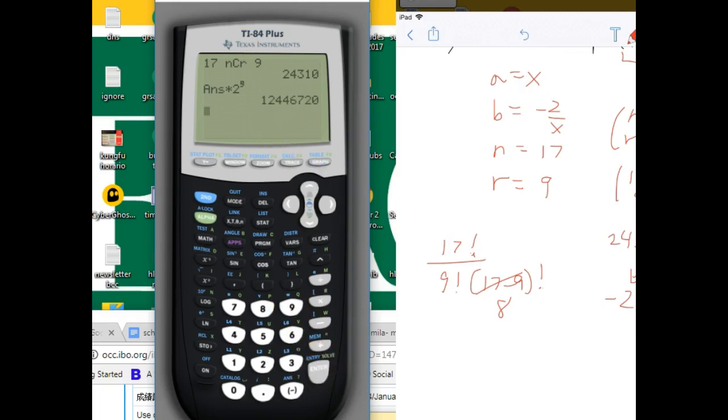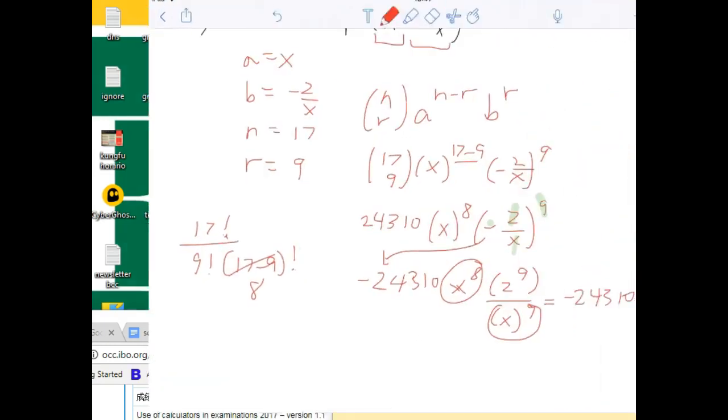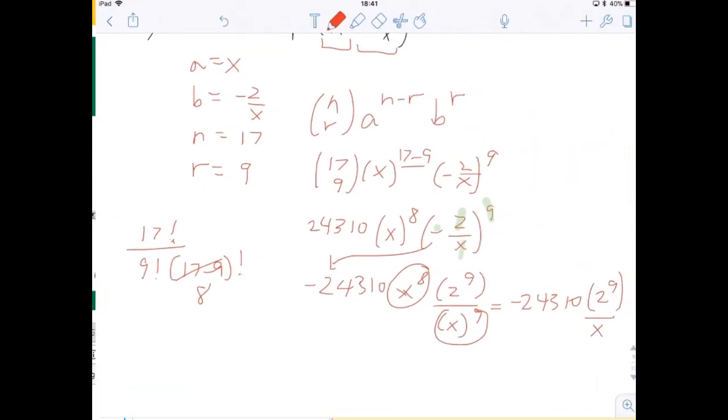Wow. 12,446,720. So the answer is going to be negative 12,446,720. Wow, 12 million divided by x.